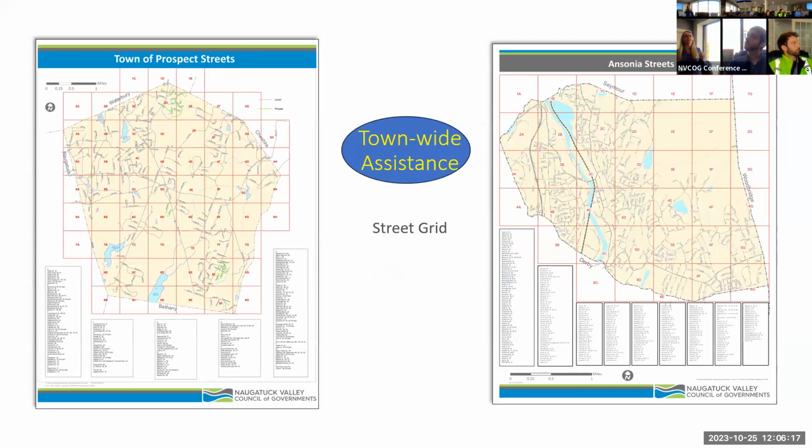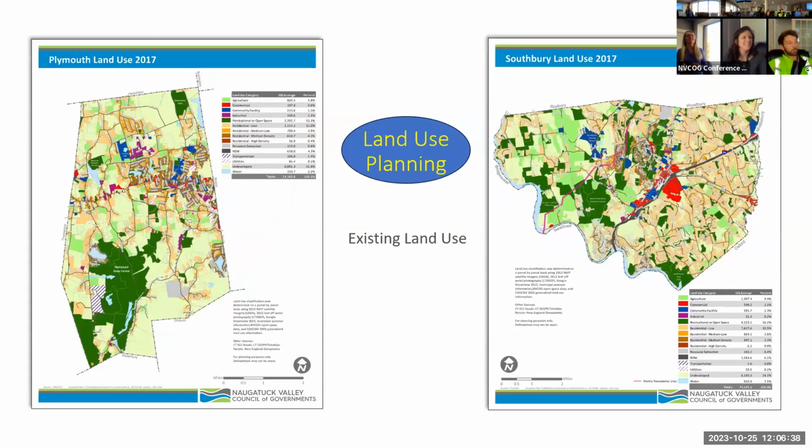So I'm just going to start with some basic simple maps that we have prepared for towns. This would just be a street grid so that you can quickly find in town where a street is located. Different departments might want to take advantage of that.